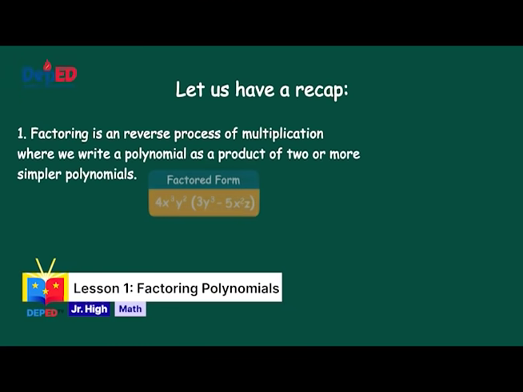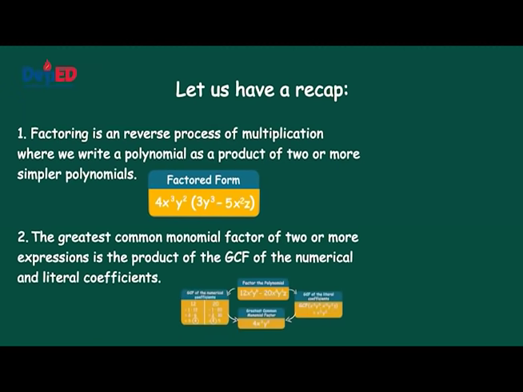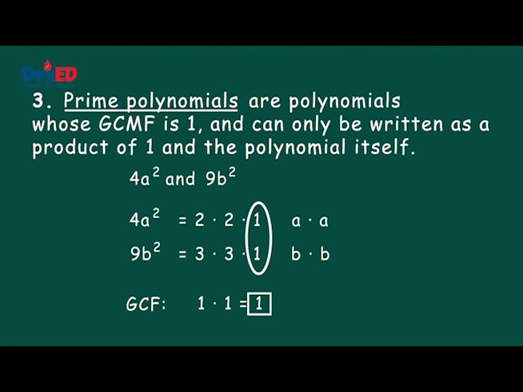1. Factoring is the reverse process of multiplication, where we write a polynomial as a product of 2 or more simpler polynomials. 2. The greatest common monomial factor of 2 or more expressions is the product of the GCF of the numerical and literal coefficients. 3. Prime polynomials are polynomials whose greatest common monomial factor is 1 and can only be written as a product of 1 and the polynomial itself.